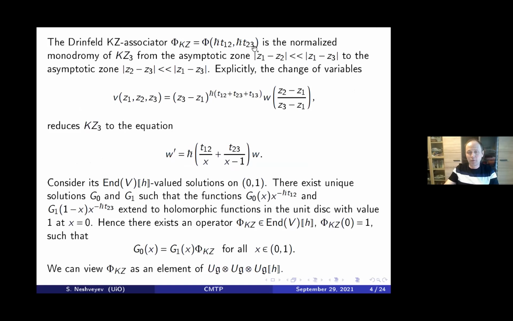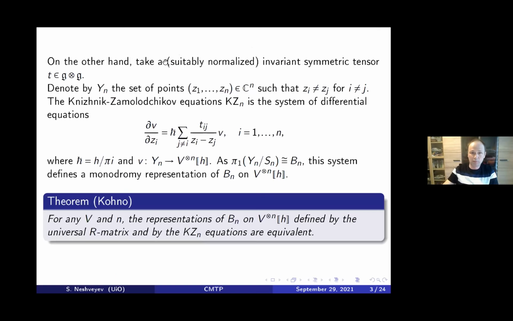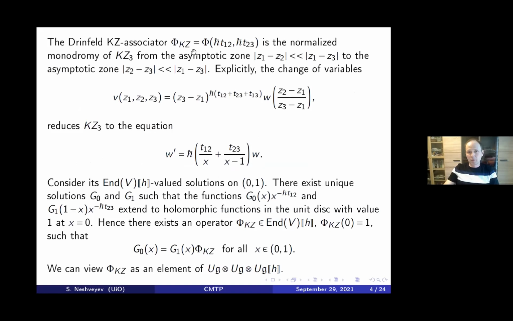And it is defined as follows. So we consider just the KZ3 equation, this equation when n equals 3. And so we consider monodromy of this equation from the asymptotic zone where Z1 minus Z2 is much smaller than Z1 minus Z3, to the asymptotic zone where Z2 minus Z3 is much smaller than Z1 minus Z2.